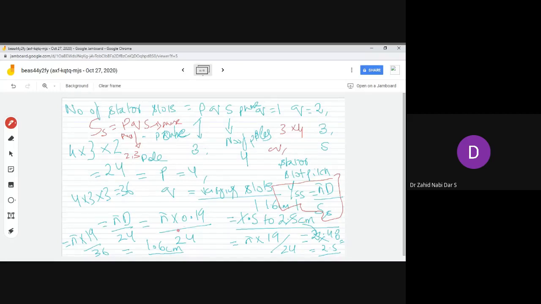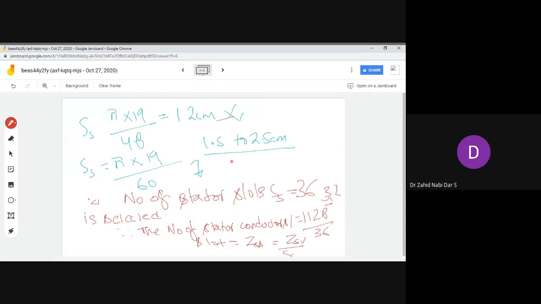Then I substituted another value, it was 1.6. I took it, okay, it's okay. Then for another value, when I substituted, it became less than 1.5. So I chose 36, the number of stator slots to be 36. So here I have seen the number of stator slots SS to be 36.